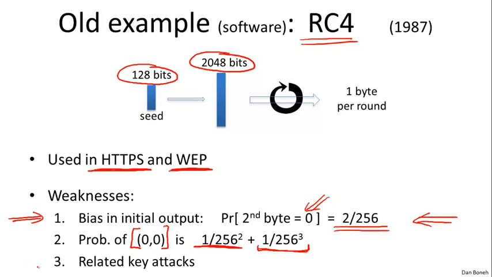And then in the last segment, we talked about related key attacks that were used to attack WEP, which say that if one uses keys that are closely related to one another, then it's possible to recover the root key. So these are the weaknesses that are known about RC4, and as a result, it's recommended that new systems not use RC4 and instead use a modern pseudorandom generator.